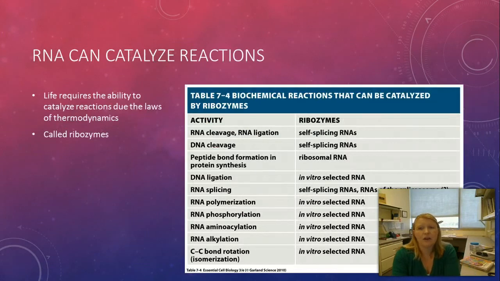So as I said, we know that RNA can catalyze reactions. We just saw that happen. And we know that with the laws of thermodynamics that life has to have the ability to catalyze reactions, because the reactions that we need are not going to always occur in a negative delta G environment. So it's really important to understand that. And if we look at our macromolecules, we only have 2 macromolecules that have the ability to be catalytic. We have nucleic acids and we have proteins.